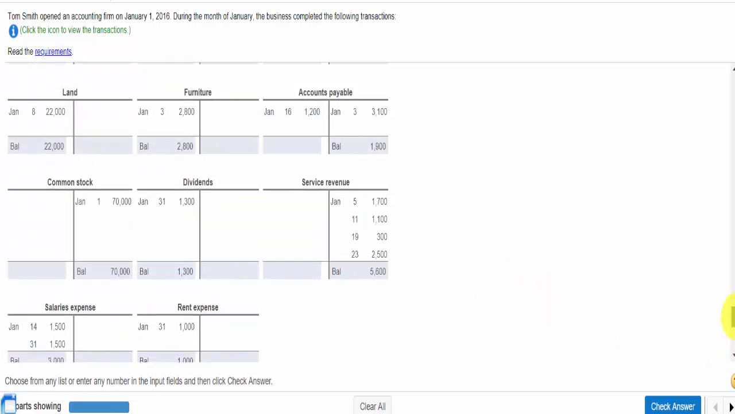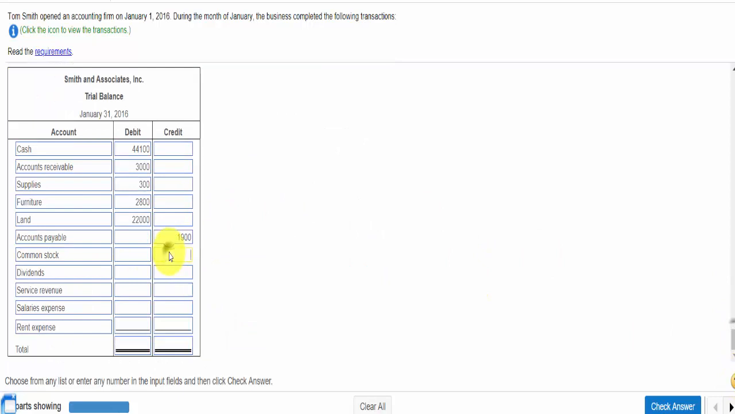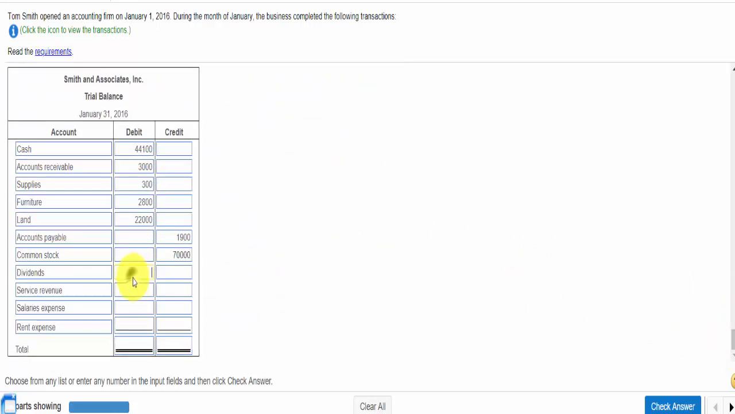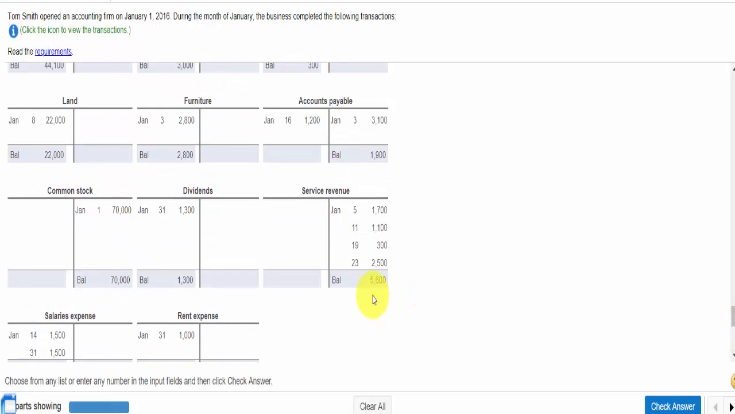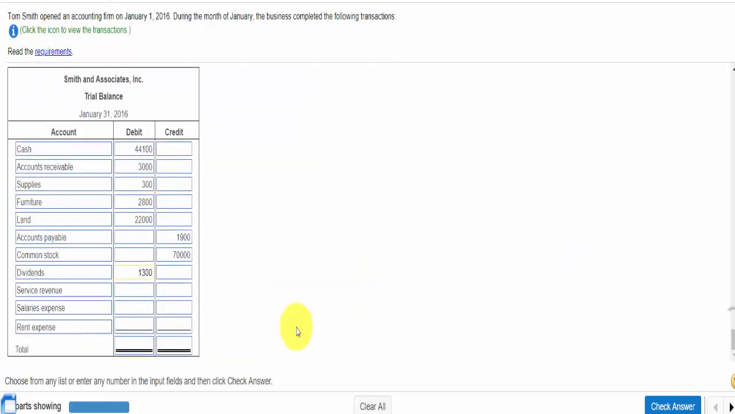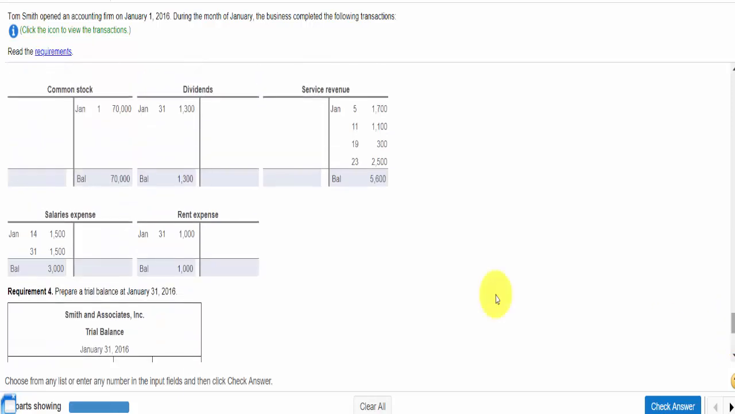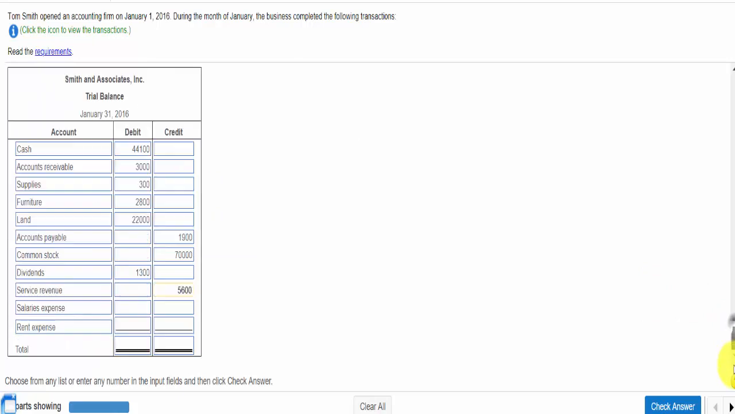Second, we will see the common stock balance. Common stock balance is a credit 70,000. Put 70,000 on the credit side. The dividend is a debit balance, so we put the dividend on the debit side of the trial balance. Second is the service revenue, which is 5,600. We put 5,600 in service revenue, and in the last we will write the balance of the expense accounts. Here the expense accounts are salary 3,000 and rent 1,000. I put salary 3,000 and rent 1,000.